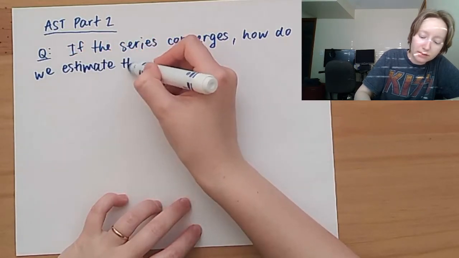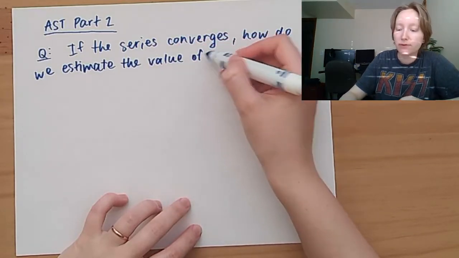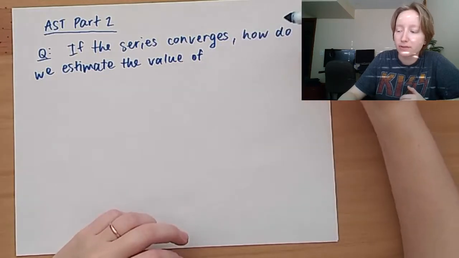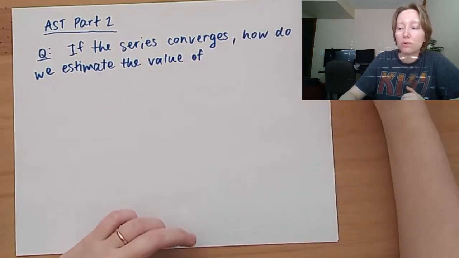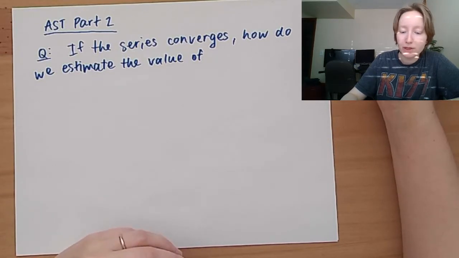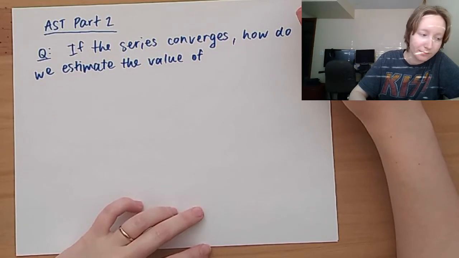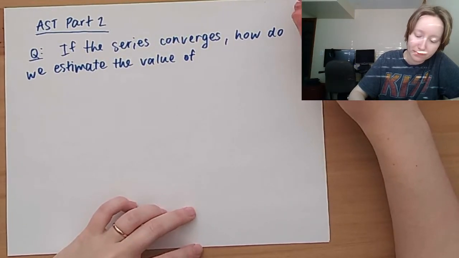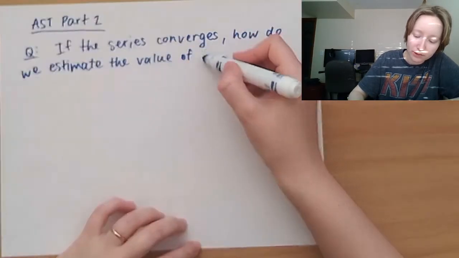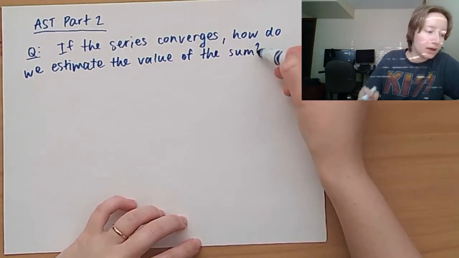This only makes sense if the series converges, right? If the series diverges, it's either tending to positive infinity or negative infinity, or the limit of the partial sums does not exist. So this question only makes sense if my series converges. And we only know how to do this so far with the geometric series, right?